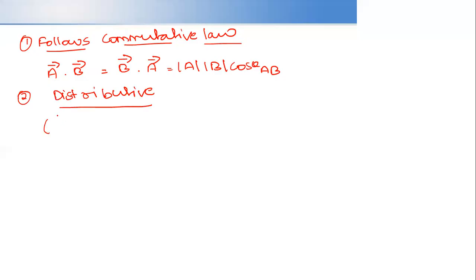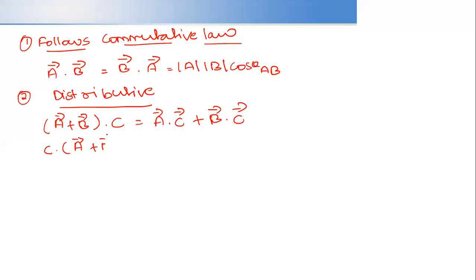That is, A plus B dot C is equal to A dot C plus B dot C. Also, C dot A plus B is equal to C dot A plus C dot B. So that means whatever we do, it is commutative.